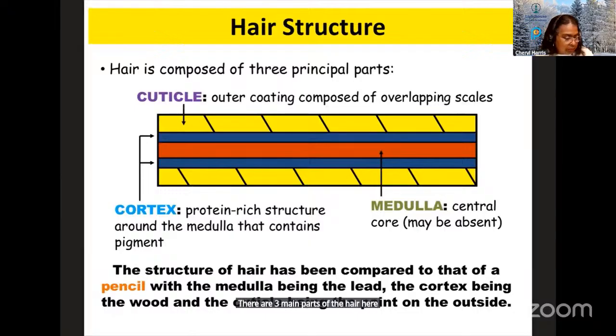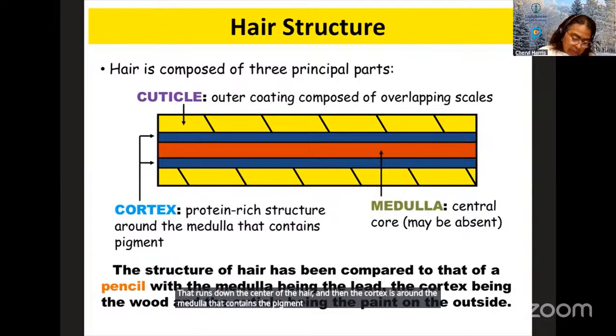There are three main parts of the hair here. The outer part we call a cuticle. All right, so you can see that here in yellow in the picture. The cuticle is made of these overlapping scales. The inner part, the very middle, is called the medulla. That's the central core. And then the cortex is just outside the medulla, and that's where the color originates from. So the cuticle is the outer part, the medulla is the middle part that runs down the center of the hair, and the cortex is around the medulla and contains the pigment.